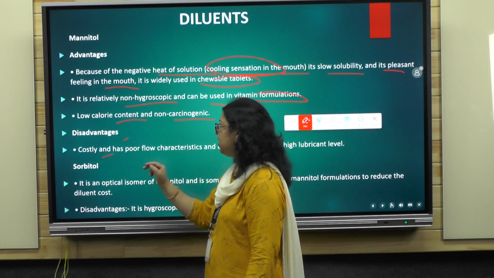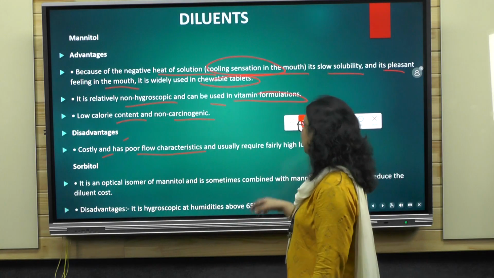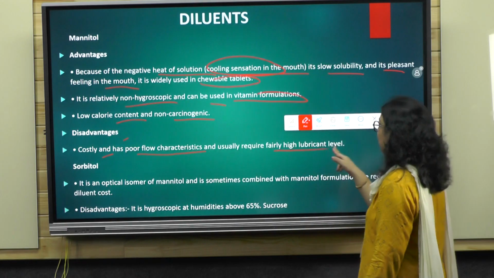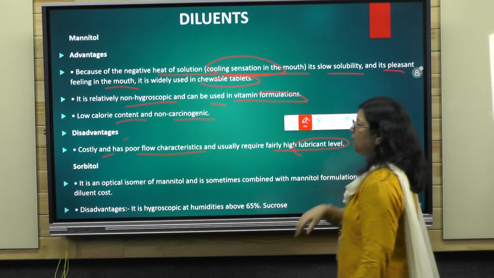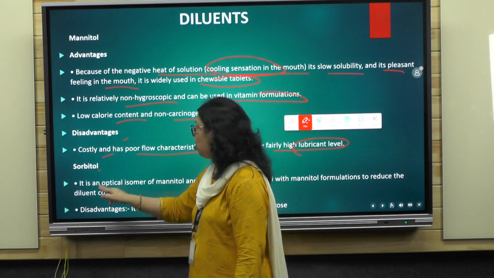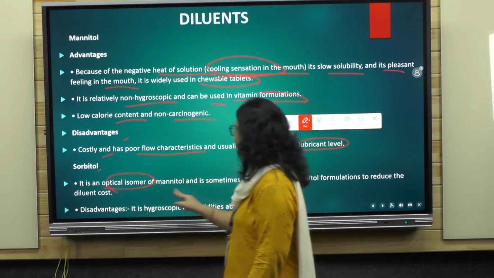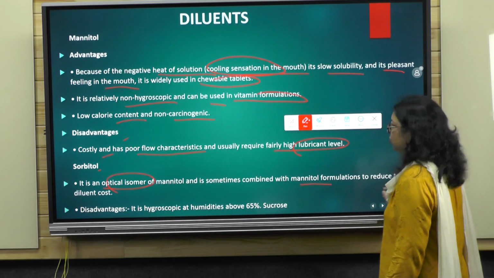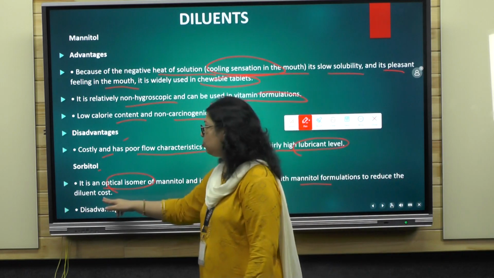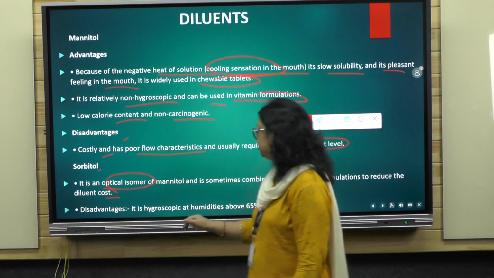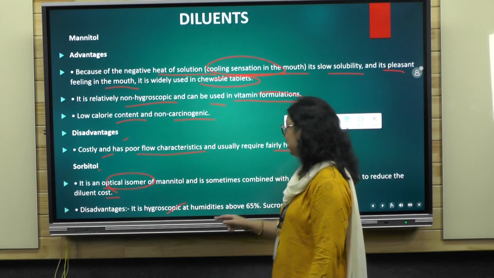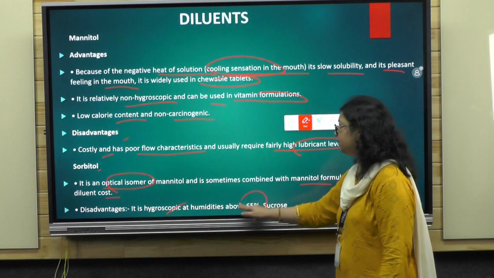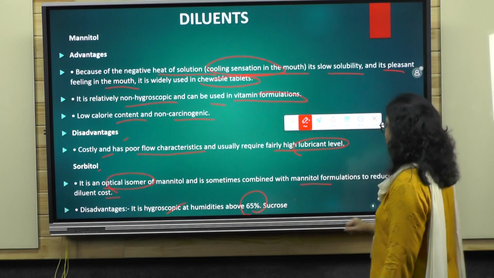They have low calorie content and are non-carcinogenic. Disadvantages: they are costly, have poor flow characteristics, and usually require a fairly high lubricant level. Sorbitol is an optical isomer of mannitol and is sometimes combined with mannitol in formulation to reduce the diluent cost. Disadvantages: it is hygroscopic when humidity is above 65%. So, okay, next slide.